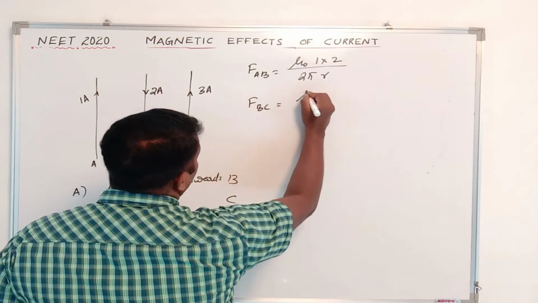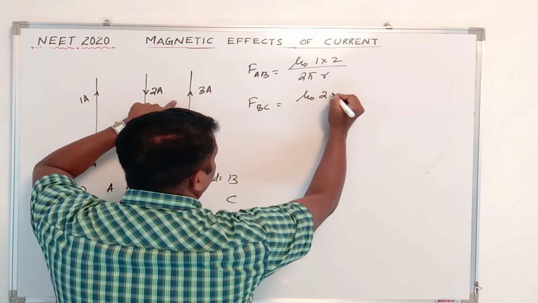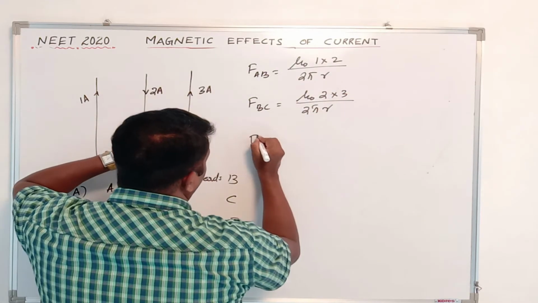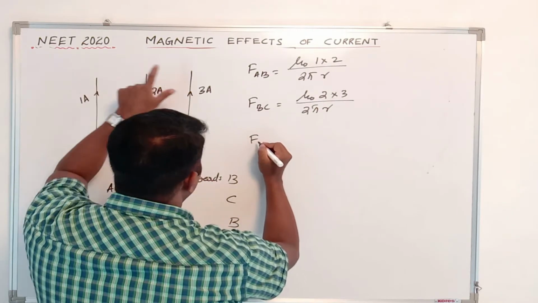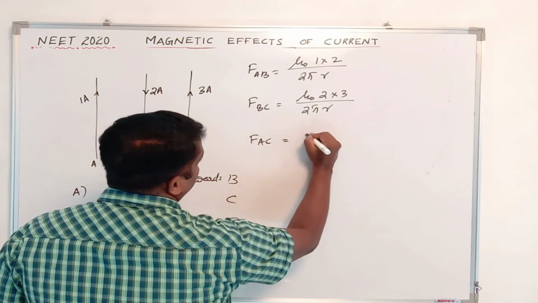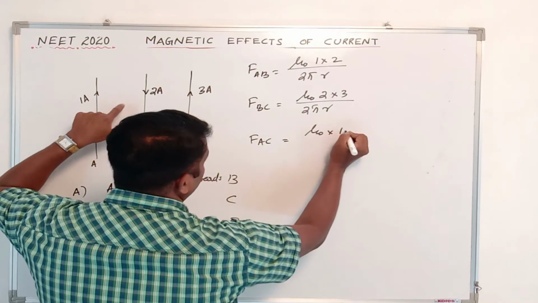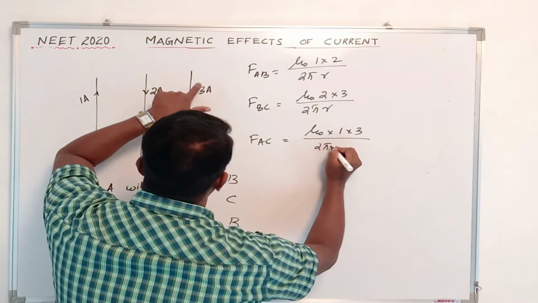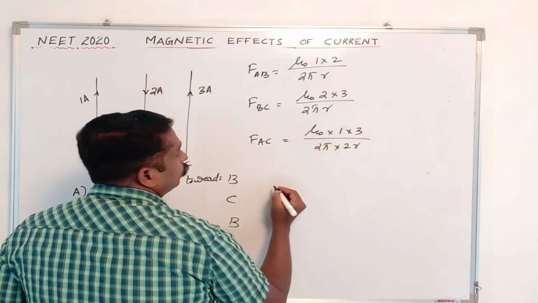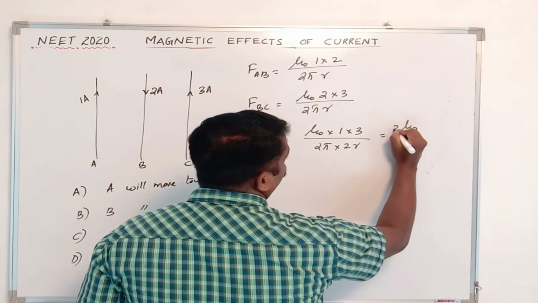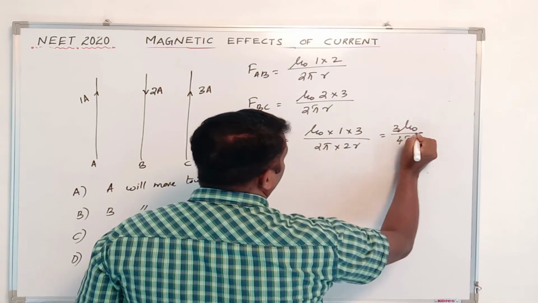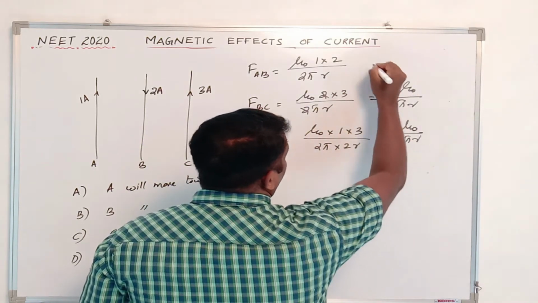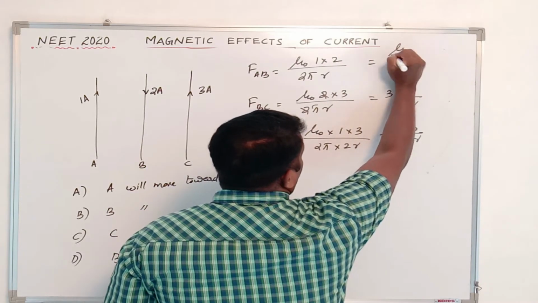Then F_BC is equal to mu 0, I1 is 2 here and I2 is 3, by 2 pi r. And the force between these two conductors A and C, F_AC, is equal to mu 0 into 1 into 3 by 2 pi into the distance between these two, which is 2r. So this is 3 mu 0 by 4 pi r, and this is 3 mu 0 by pi r, and this is mu 0 by pi r.